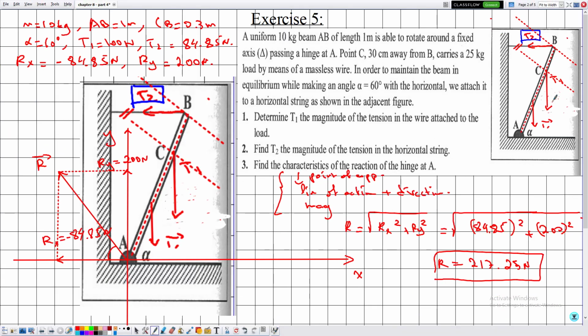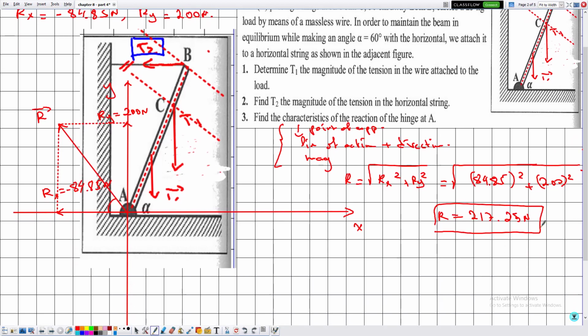Now recall that we have determined Rx and Ry without worrying about the direction and the line of action of R. Then after we have determined Rx and Ry, including their positive and negative sign, we can construct the vector. And recall that R can be written now in the vector notation, which is given by minus 84.85 multiplied by the unit vector i plus 200 multiplied by the unit vector j, and we know how to represent such a vector.